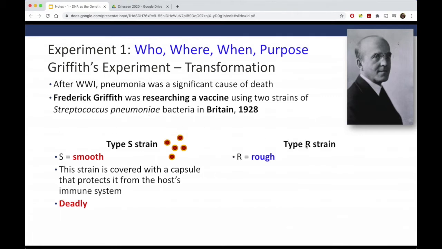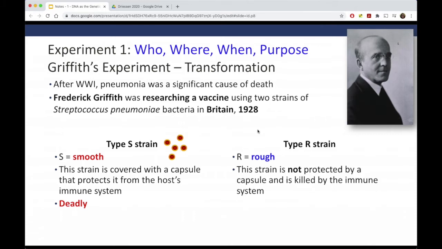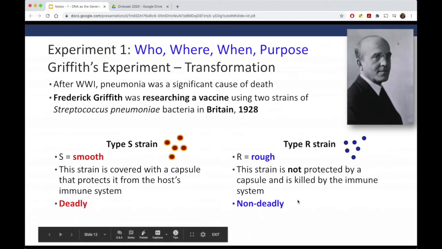All right, and he was also experimenting with a second strain of Streptococcus pneumoniae. And this second strain is called the R strain, or rough. And this is because this strain does not have that outer capsule. We're just using blue dots to represent this, but if we were to zoom in with a microscope, you would actually see that there's kind of a rough texture on the outside. And because these bacteria do not have an outer capsule, your immune system can easily recognize them as foreign and attack them and kill them. So these bacteria die before being able to cause disease. So they're non-deadly.